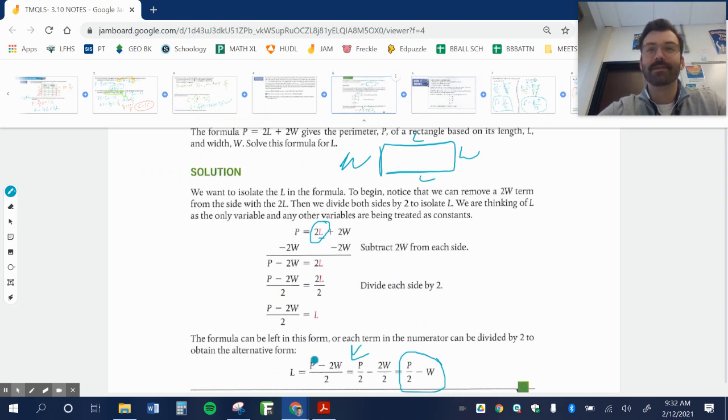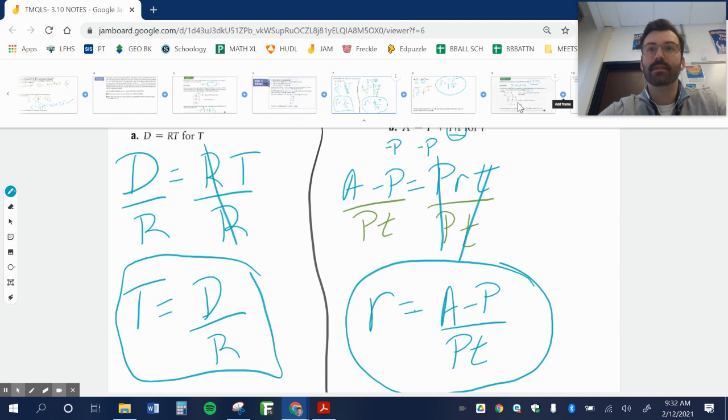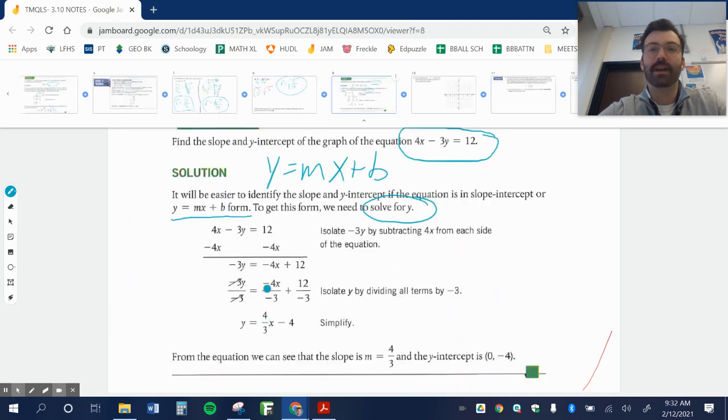So this is kind of an instance where I could divide everything. I divided everything by 2 and then I split it. Same kind of idea here. I could divide everything by negative 3 and split it, or I could just go through and divide each term by negative 3. I think it's easier to just divide each term by negative 3. Why? Because I'll realize that I have to do 12 divided by negative 3, and that negative 4 divided by negative 3 becomes positive 4 over 3.